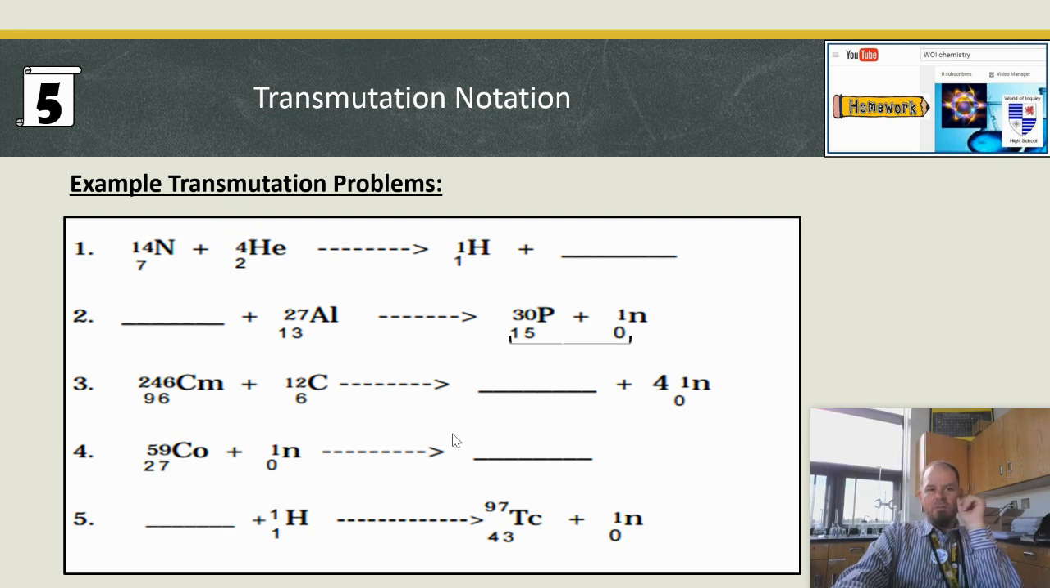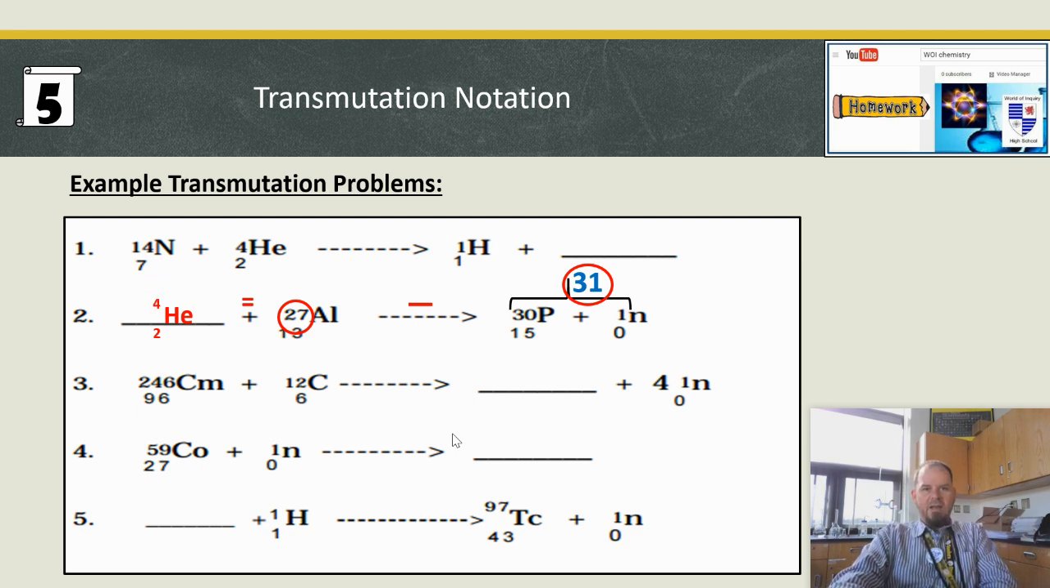Now we got to do the same thing going the opposite way. Here I got 15 total nuclear charge or protons on the product side, so I need 15 on the other side. So 15 minus 13 is 2. Well, 2 protons is helium. And I got 31. 31 minus 27 is 4. So here's the normal helium that I'm adding to it. Okay, fission.